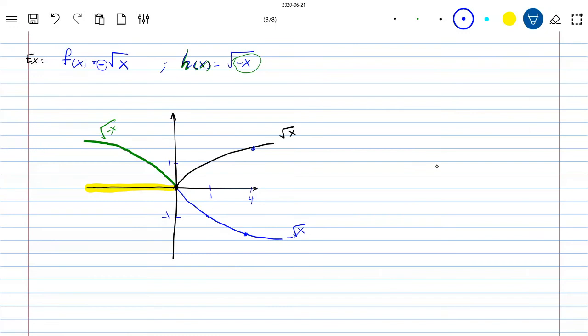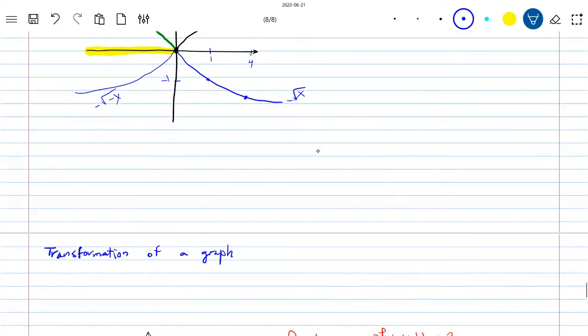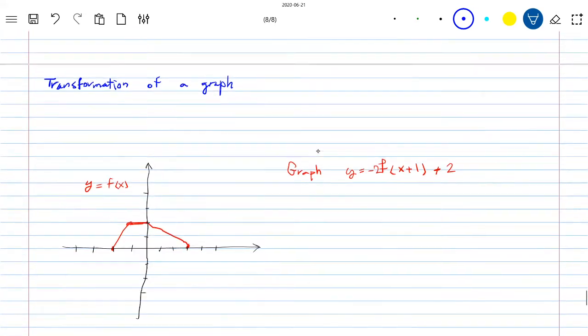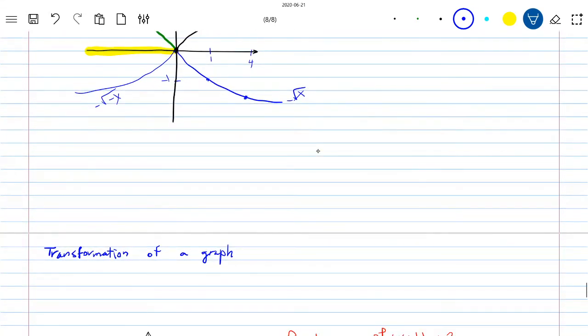And there's a combination of both of them. If you have negative square root of negative x, that means you reflect in both directions. And what you end up with is basically this graph. This is negative square root of negative x. Okay, I'll do an example containing all these together. This is if you multiply a negative number.